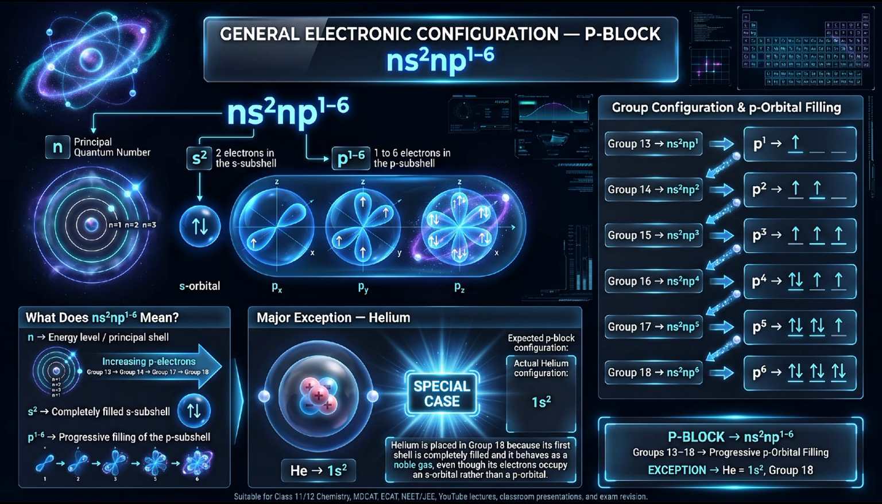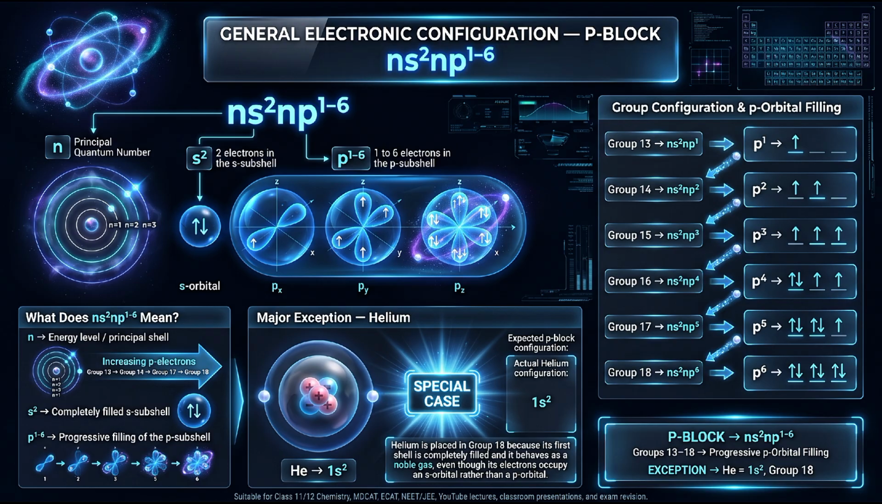The expression ns²np¹ to ⁶ tells us the principal shell involved, the completely filled subshell, the progressive filling of the p-subshell, the number of valence electrons, the position of the element within the p-block, and many aspects of its chemical behavior. Once this configuration is understood, the arrangement of groups 13 to 18 becomes much easier to remember.